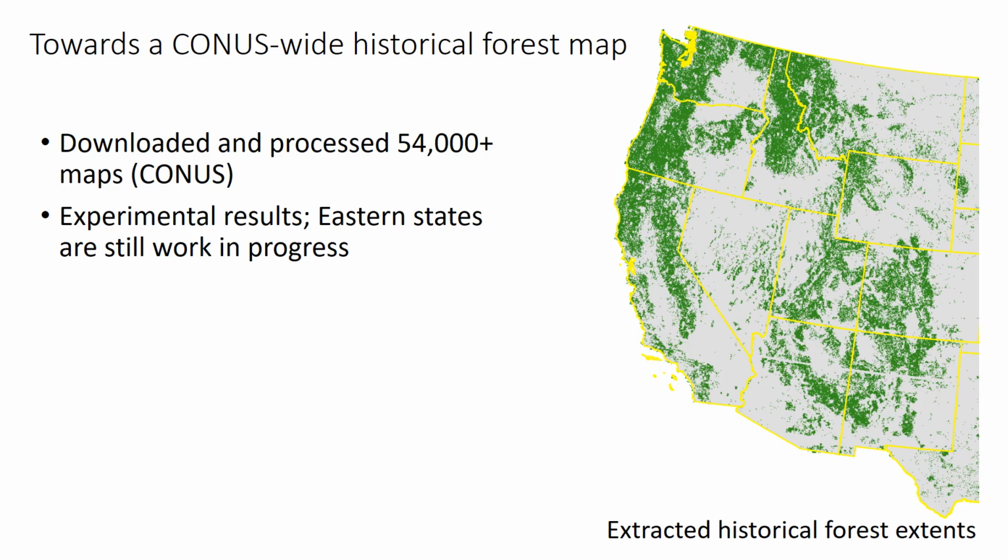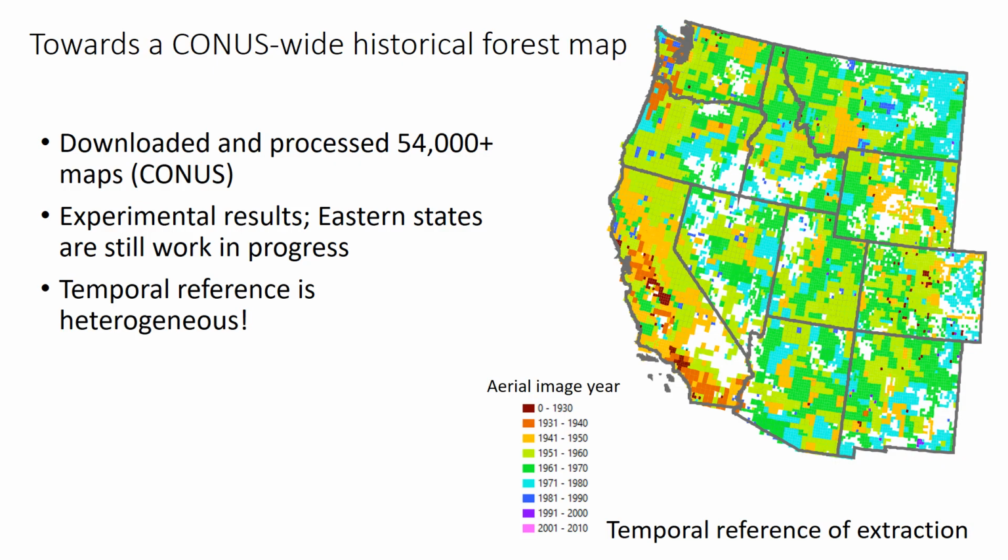But, and this is important, this layer is temporally referenced in a very, very heterogeneous way, as you can see from this map, which we've seen before in this talk. So this is a fundamental difference to remote sensing data, where we can easily obtain a forest map for a specific season of a specific year. If we use historical maps, we're obviously limited to the years in which maps were produced or updated.